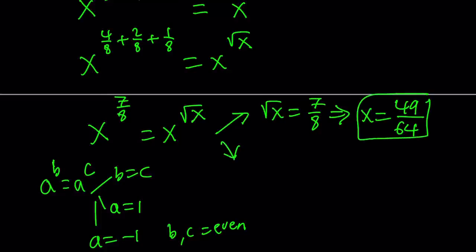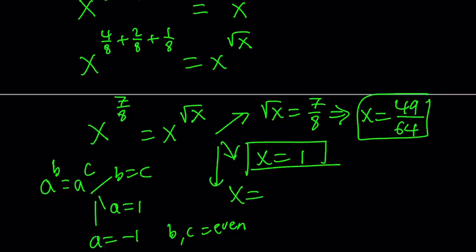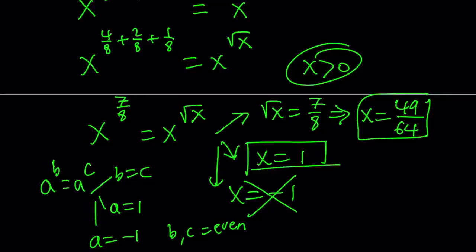The base can be 1, so x equals 1, and that's going to work because any power of 1 is 1, so this is always going to work. The third case scenario is x equals -1. Unfortunately, that's not going to work because of the restriction on x being positive. So we have this requirement which prohibits x equals -1.